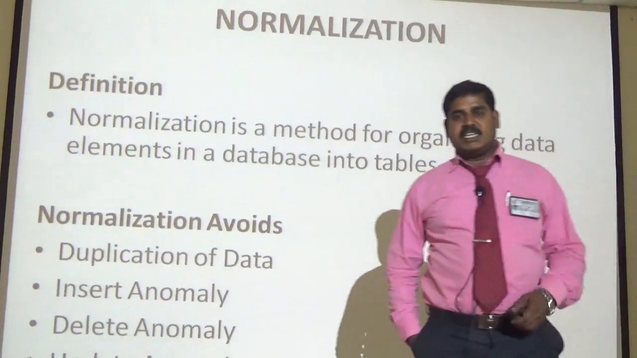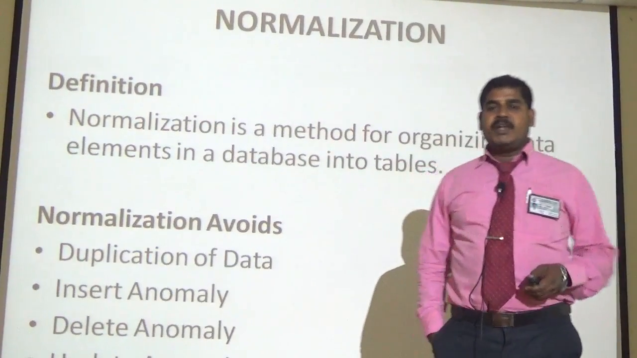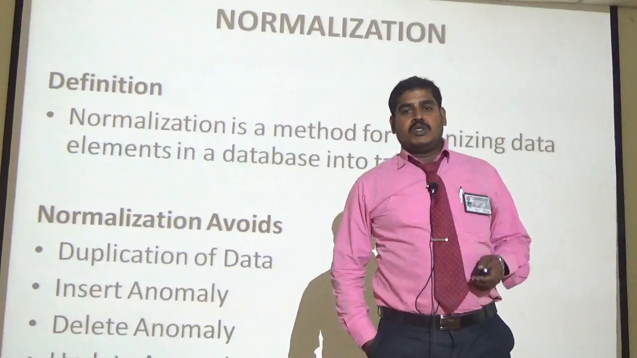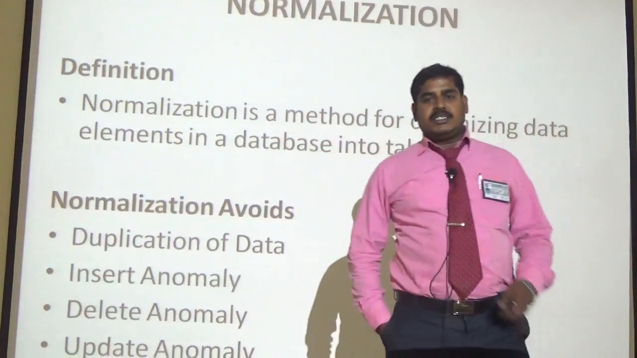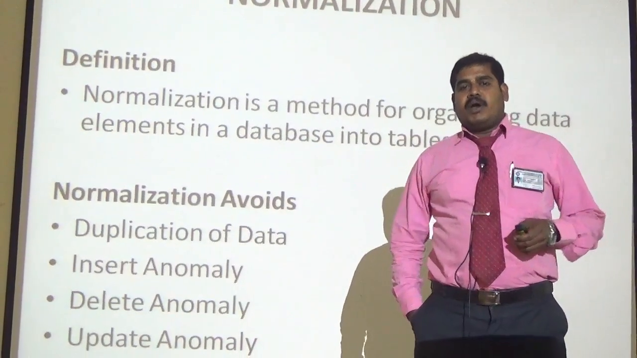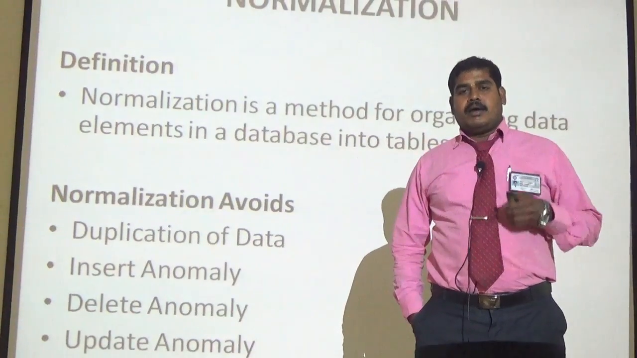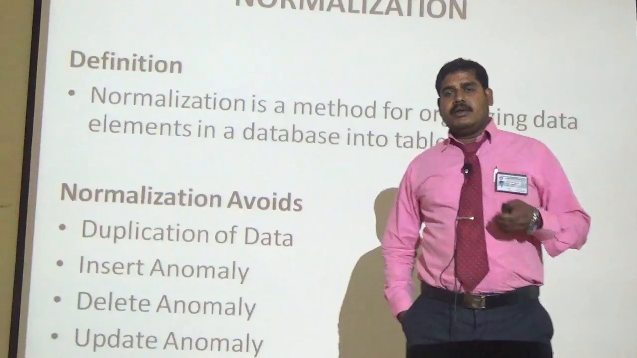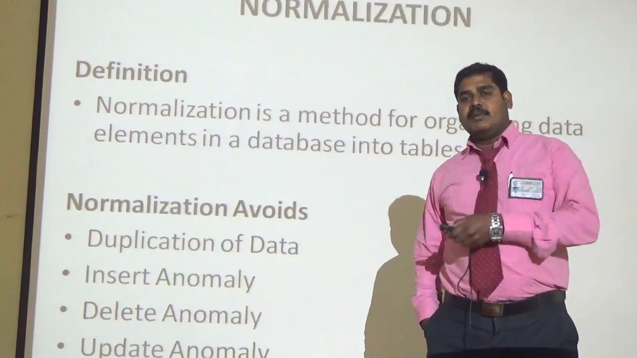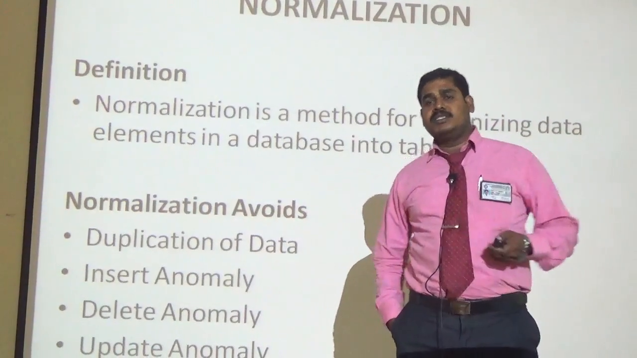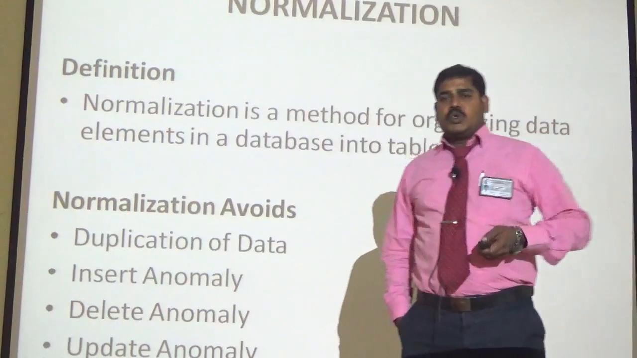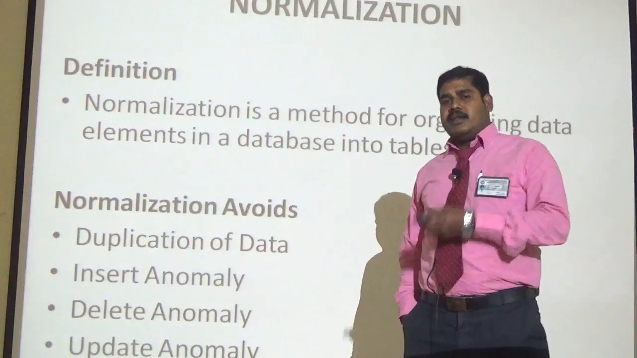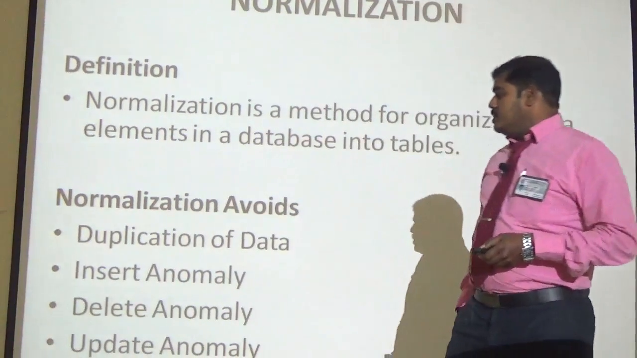We know what duplication of data is: the data is repeatedly coming, so we are going to avoid this. And then insertion anomaly. Insertion anomaly is when, if you want to insert a data record in one table, you have to insert the record in another table also. So, in two tables we have to insert the record. For example, if you want to insert your data in a student's record, we have to insert the data in the result table also. That's going to be an insertion anomaly.